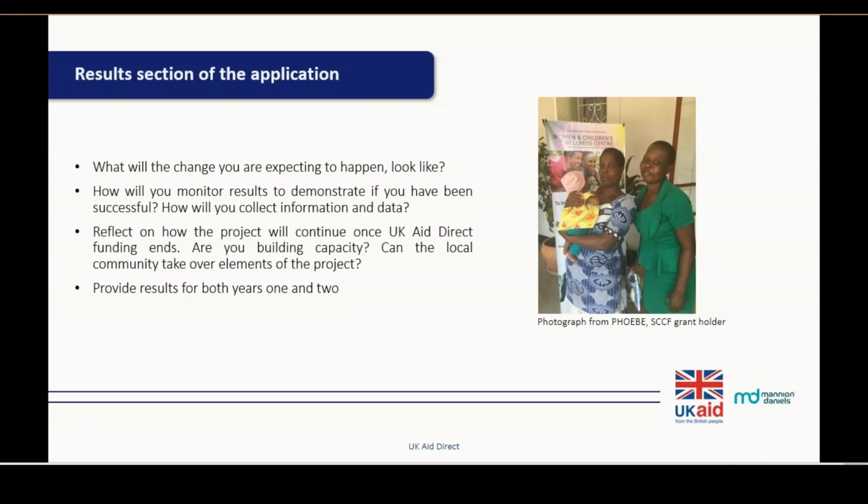And it's really important to think about whether and how the project will continue beyond UKAid direct funding. This is something that DFID are very clear about, that they want to see how projects are sustainable, and that the work that you're doing is sustainable and that you're considering that from the start. So do address that in your application form clearly. So for example, are you building capacity so that the project can become self-sustaining over the long term?